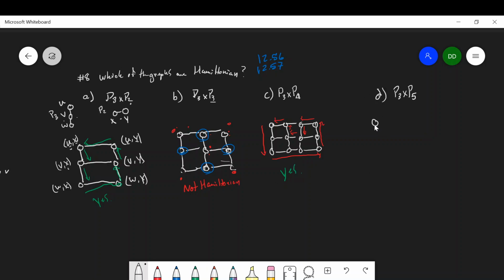P3 cross P5. My conjecture already is that this is going to be not Hamiltonian because both paths are of odd order. I think it's going to have something to do with the order of the paths and more specifically the parity. Here at P3 cross P4, one was even order, and we were able to find a Hamiltonian cycle. Here they were both odd and we weren't. So I'm guessing this one as well is going to be not Hamiltonian. That's sort of in the back of my mind. Maybe I'll be proven wrong. Maybe I'll be able to find a Hamiltonian path here.